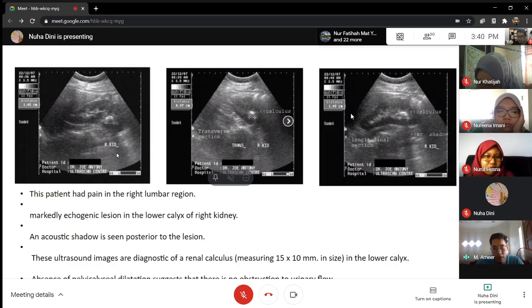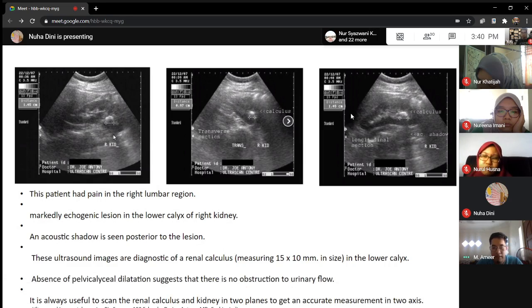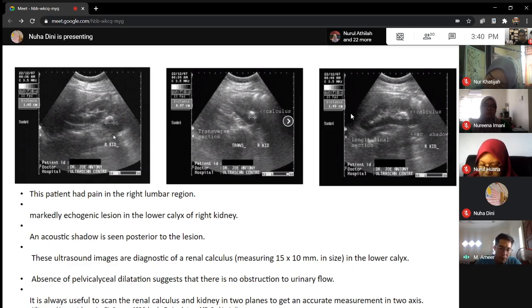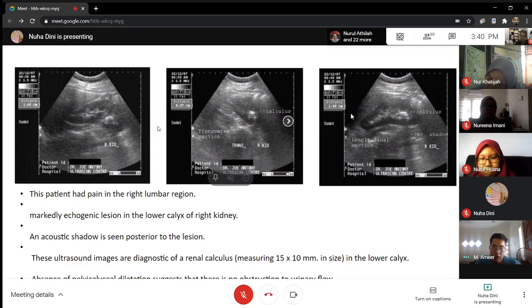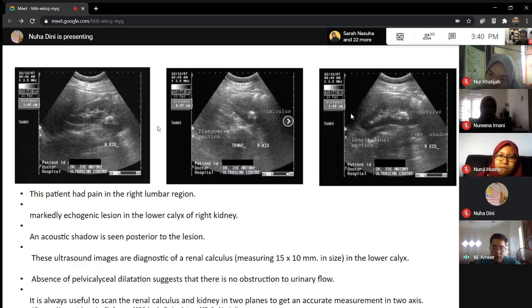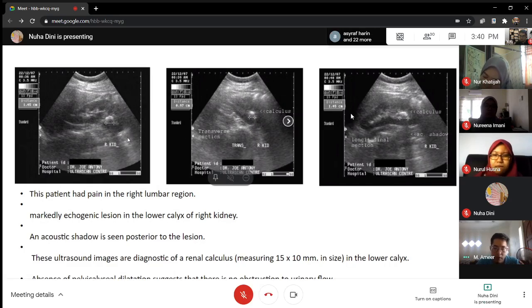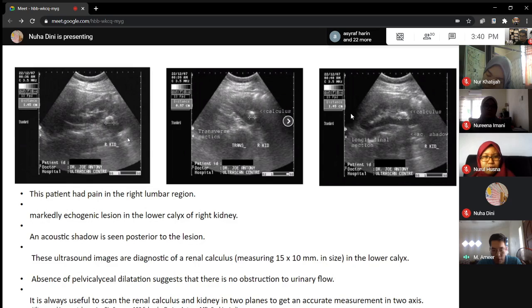Furthermore, we can measure the size of the calculus. In this case, it measures 15 by 10 millimeters. We can also know the location of the stone, which is the lower calyx. Furthermore, the absence of pelvicalyceal dilatation is suggestive of no obstruction to the urinary flow. Some additional notes: it is always useful to scan the renal stone in two planes for a better and more accurate measurement. Okay, next.